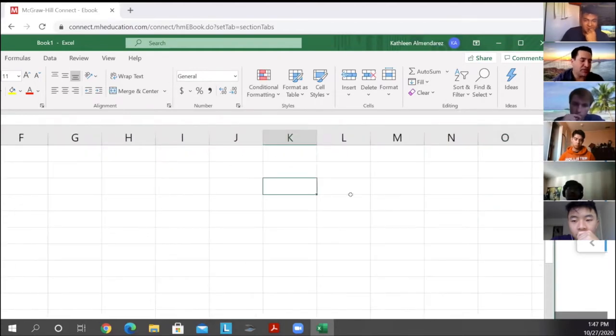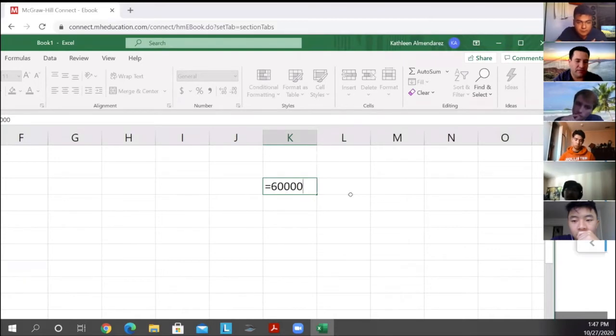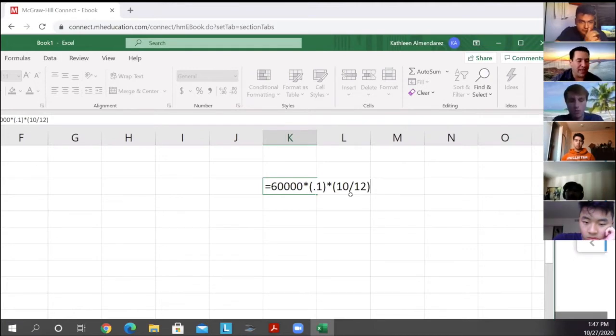We would say the interest is going to be equal to the principal amount, 60,000 in this case. Multiply by how much? By 10%, so we'll put 0.1. And then multiply that by 10 divided by 12 months. Perfect. It's the number of months that's outstanding divided by 12, the full year. Does everybody see the math that we're doing to come up with the interest?